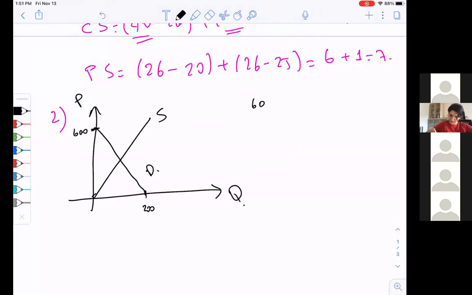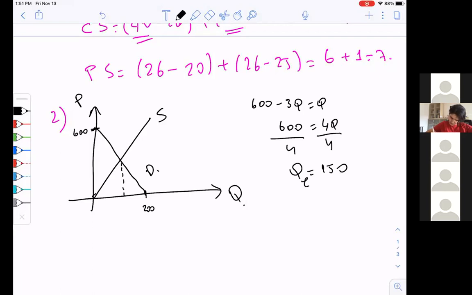So 600 minus 3Q equals Q. 600 equals 4Q. So Q is 150, and the price is also 150. This is the equilibrium quantity, and the equilibrium price is also 150.